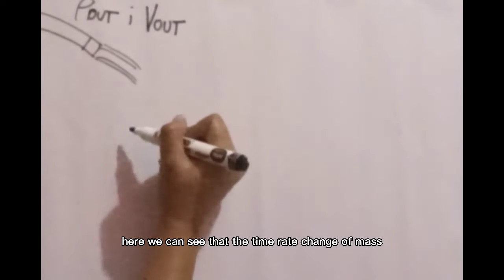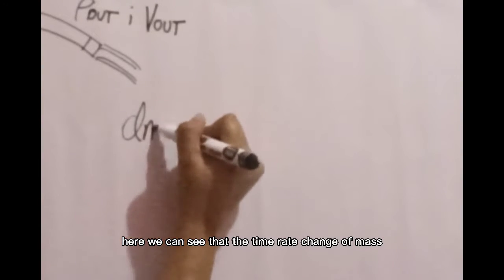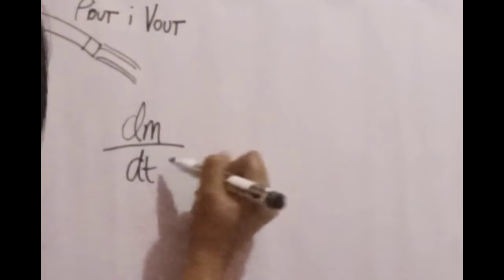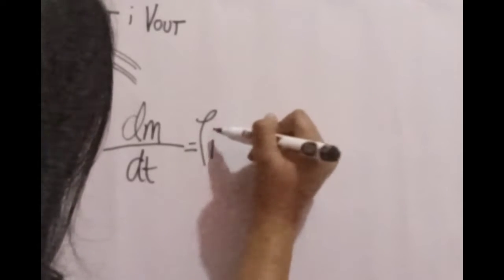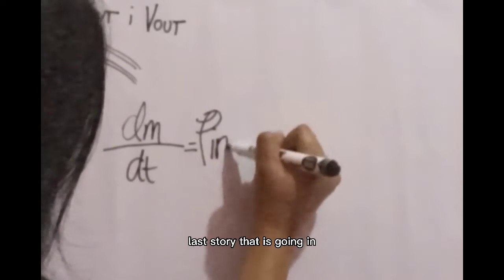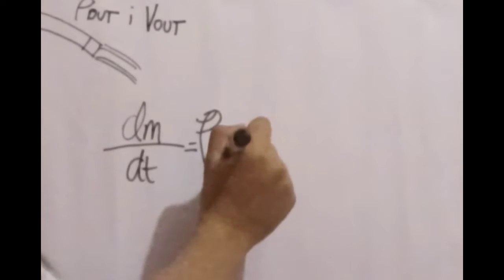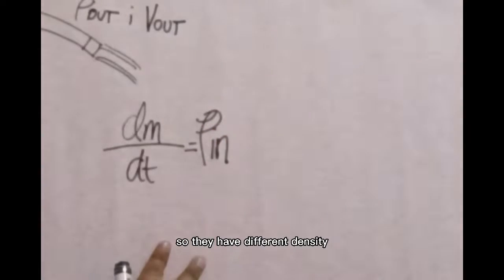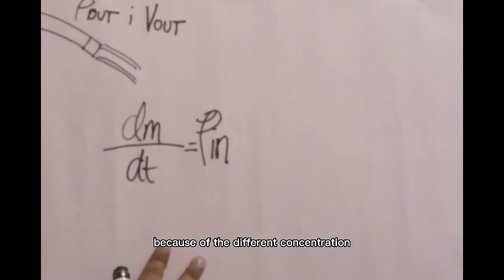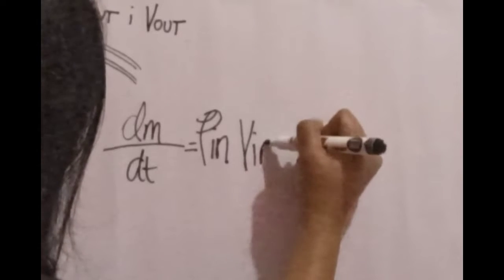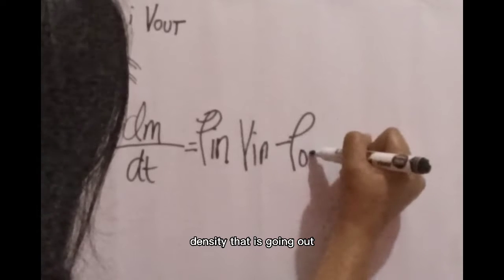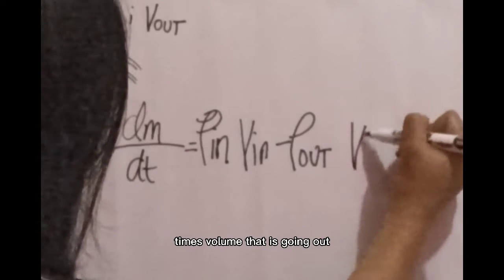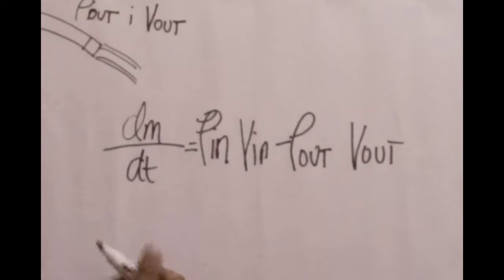Therefore here we can say that the time rate of change of mass is equal to the mass flow rate that is going in. They have different densities because of the different concentration. So that is density in times volume flow rate in minus density that is going out times volume flow rate that is going out.